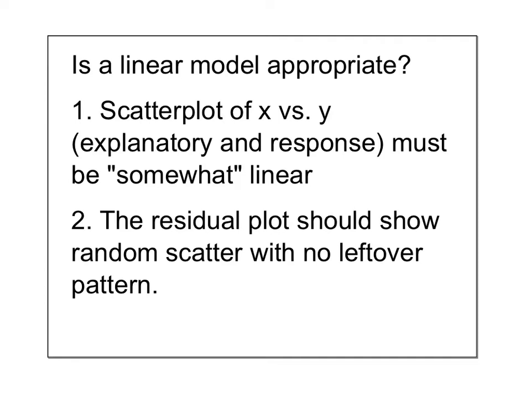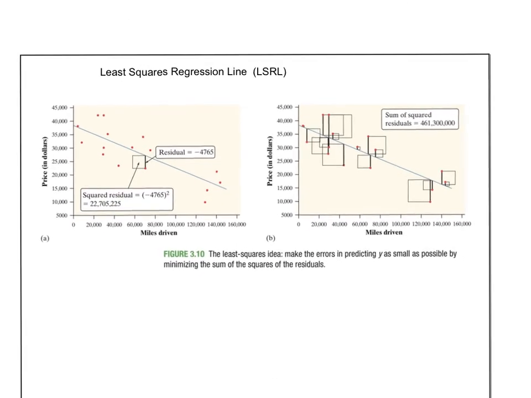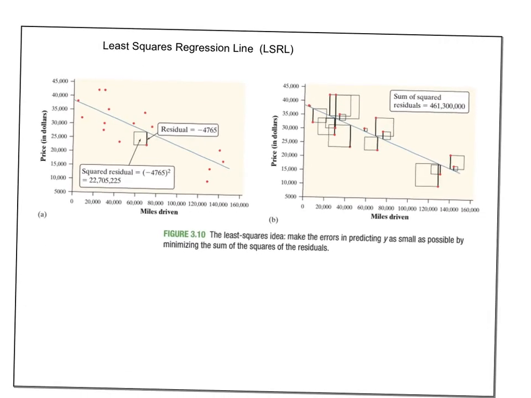You also need to check the residual plot, which should show random scatter with no leftover pattern. Really specifically, if you see a curve or you see something that we call fanning, your residual plot is showing you that your model is not appropriate. Okay, so on the screen here, you are being shown your least square regression line.